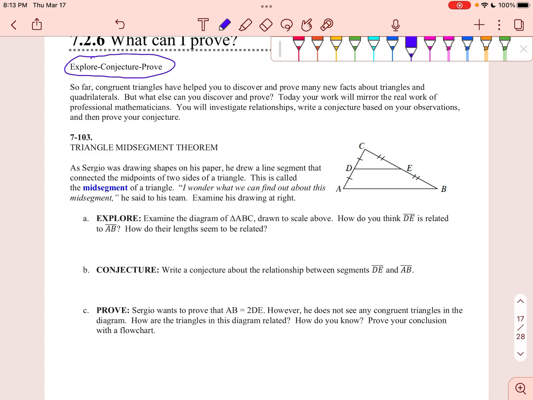Today, we're going to work like professional mathematicians, and we are going to explore, make a conjecture based on what we think, and then we're going to try and prove that conjecture or that guess. So the first thing we're going to do is look at the triangle midsegment theorem.